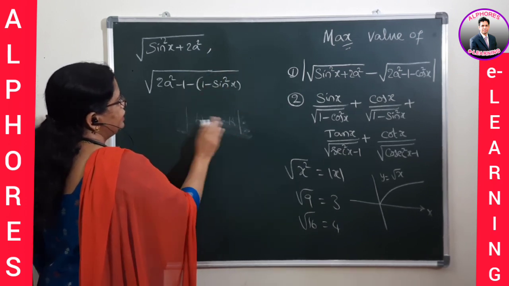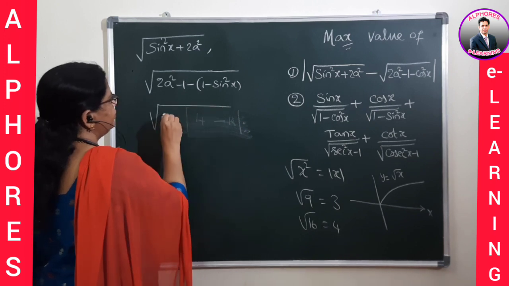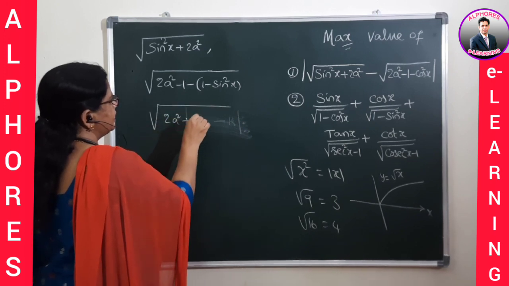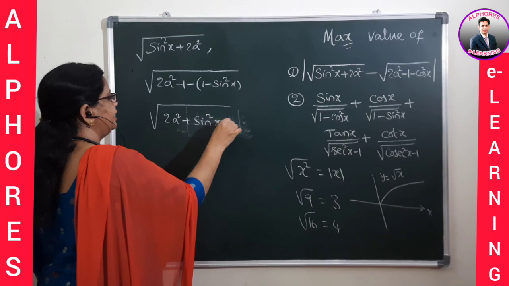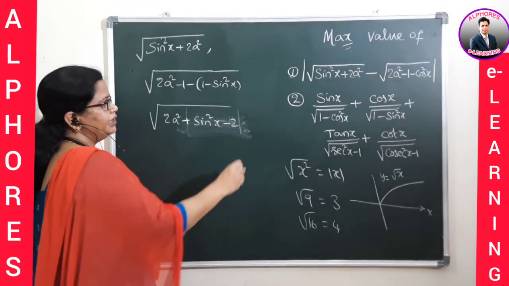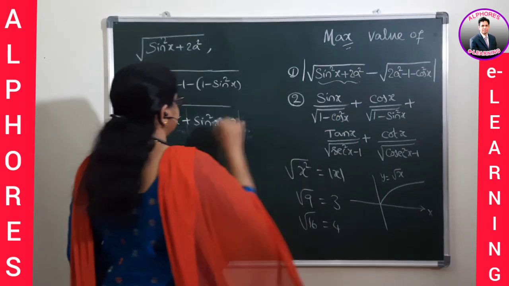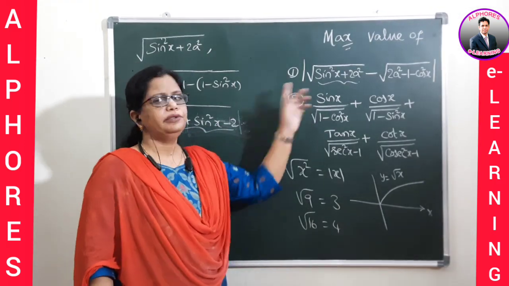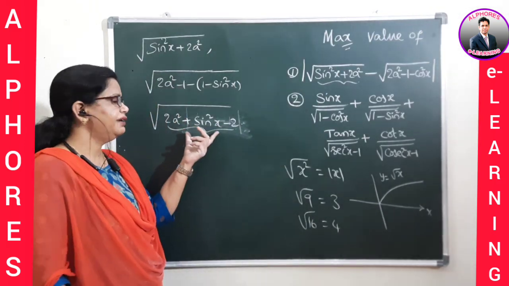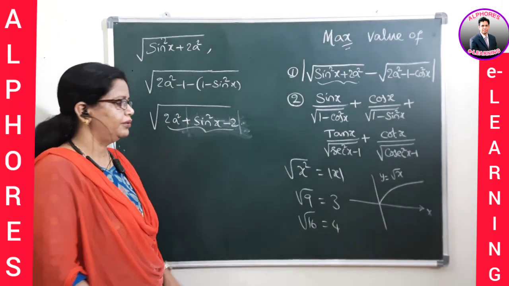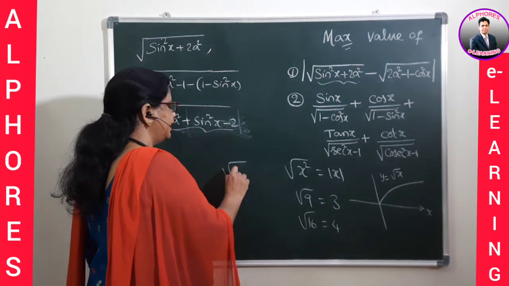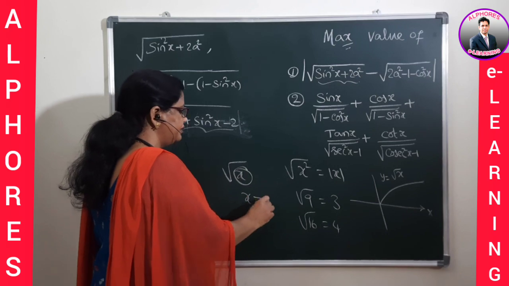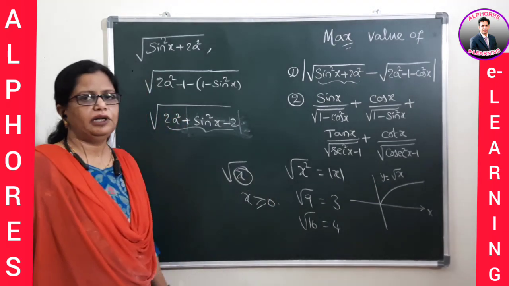Now if I write it this way, this is the square root of 2a square plus sin square x minus how much are you getting? 2. That means if you compare these two results, definitely this value is smaller when compared to this one, because the inside value also must be positive. If I write root of x, then this x value has to be greater than or equal to 0.